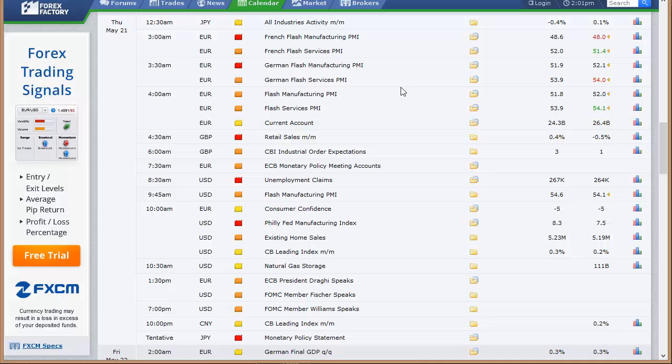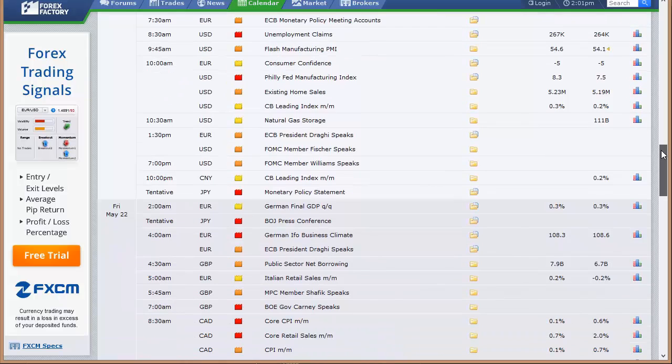We've got the flash services and manufacturing PMI data out of France, Germany and the broad European sector. Retail sales out of the UK. Current account out of the broad European sector. The minutes from the last ECB meeting. We've got the unemployment claims here in the U.S., that's the weekly number. Flash manufacturing PMI. Europe's consumer confidence at 10 a.m. Eastern Time. That's always released at such a strange time compared to Europe.